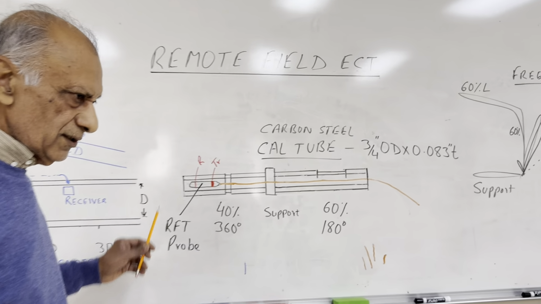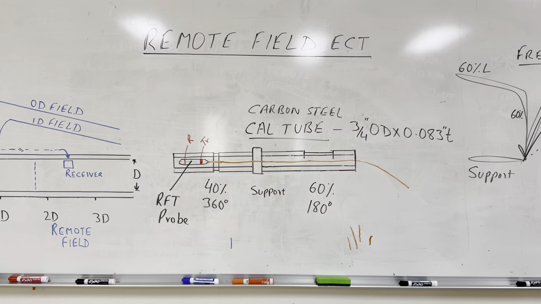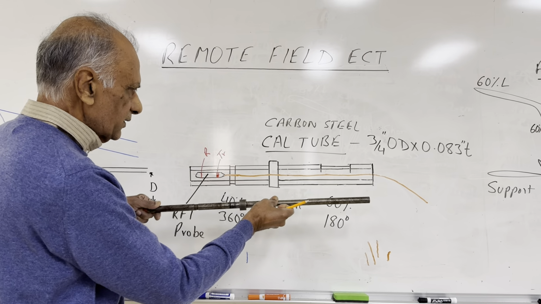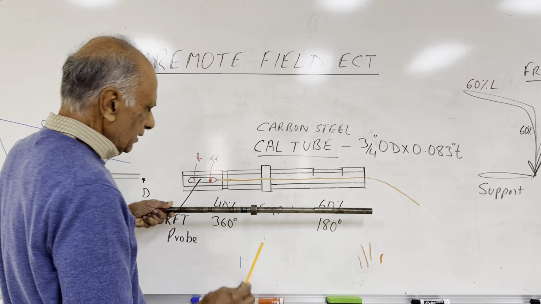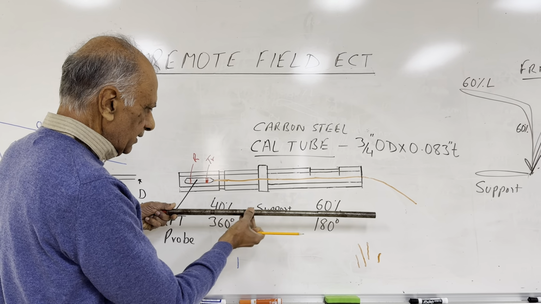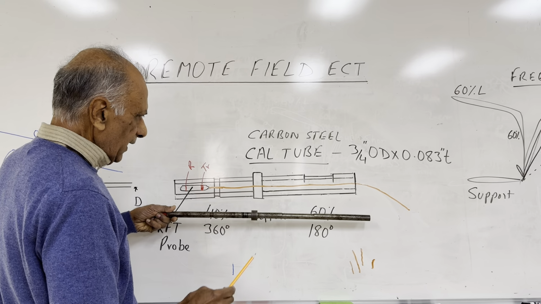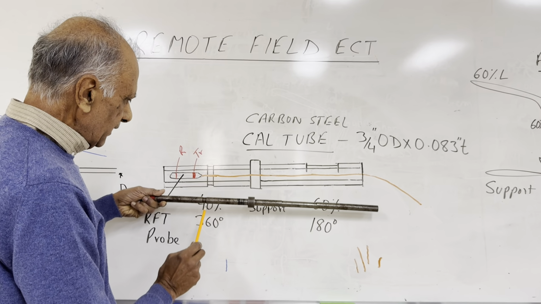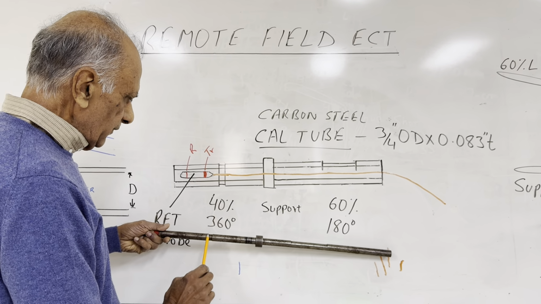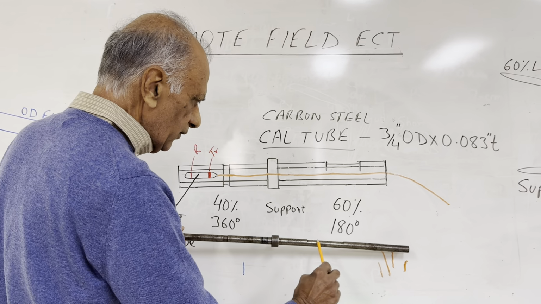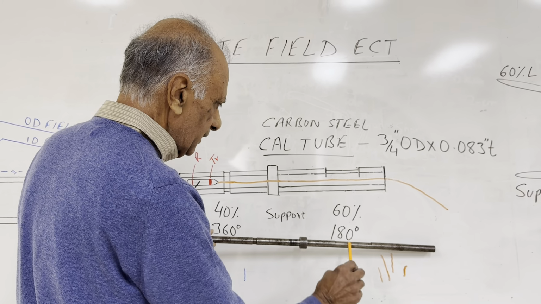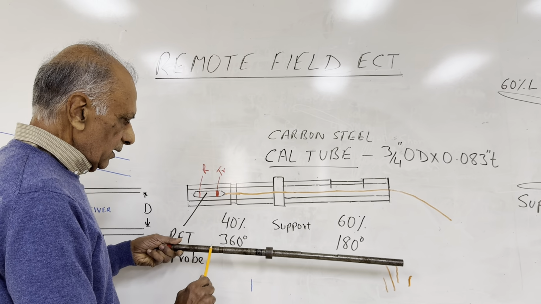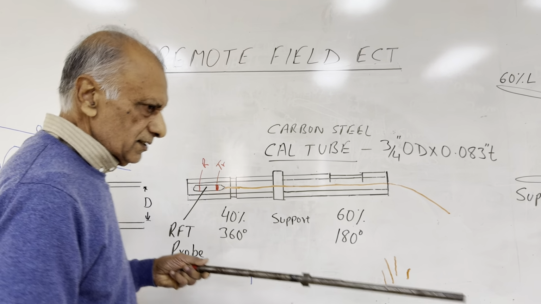This is a calibration tube, and I'll show you what it looks like. This is the actual tube, and in this case it is 3/4 inch by 0.083. There is a support plate here, which is like a ring, carbon steel. And then I have a short flaw, which is like this one here, concentric, 360 degrees, 40% deep, all the way 360 degrees. And then I have a long flaw here, which is from here to there, which is 60% deep on one side, but it's only 180 degrees. So we should get 3 signals from these points.